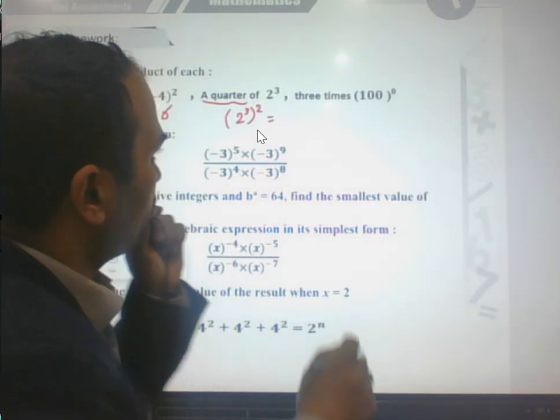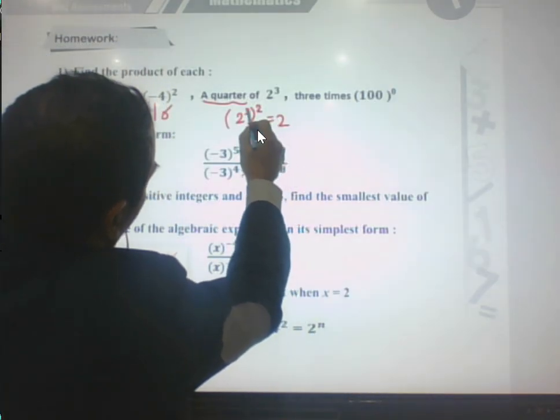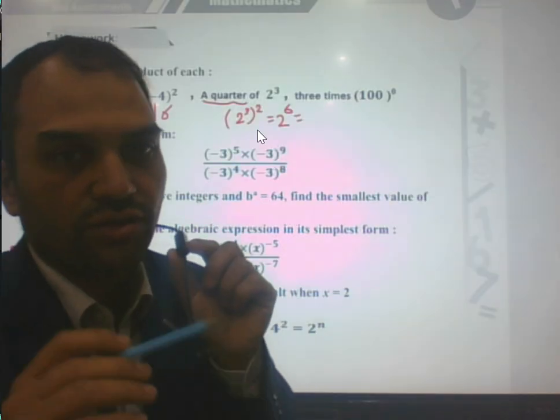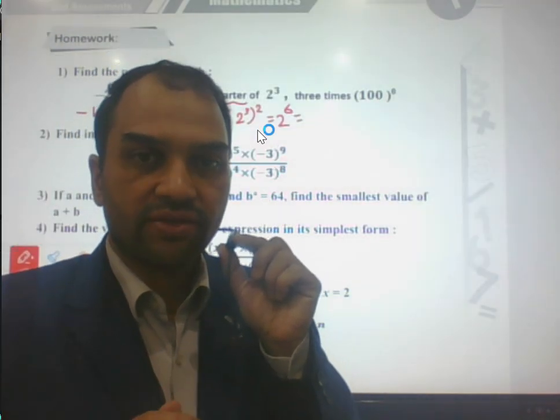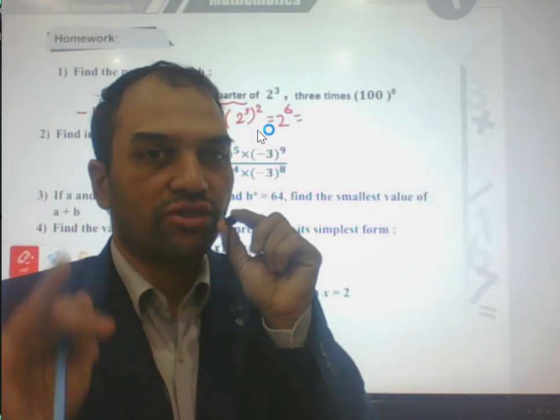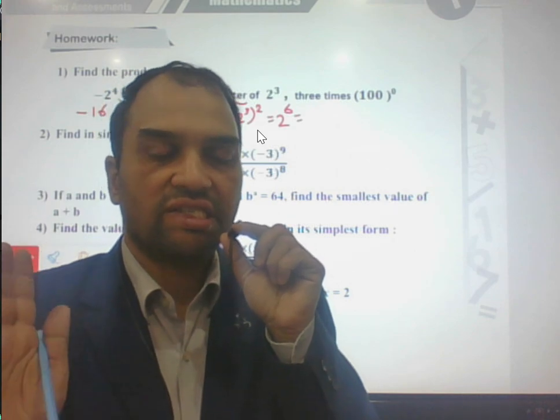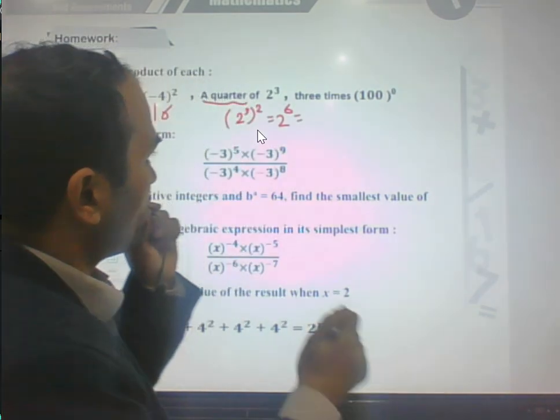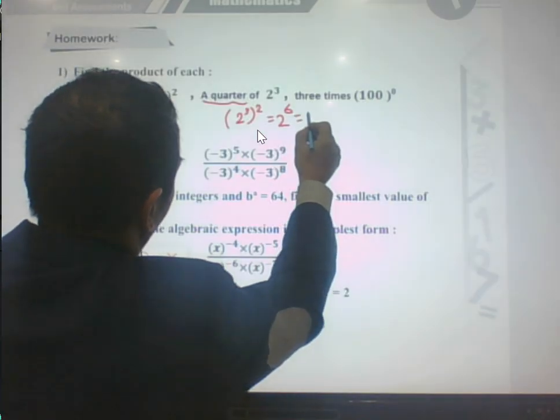Or you can write 2 here and multiply the powers, 3 times 2 equals 6. 2 power 6 is equivalent to 2 times itself 6 times. 2 times 2, 4. 4 times 2, 8. 8 times 2, 16. 16 times 2, 32. 32 times 2 equals 64. Then 2 power 6 equals 64. Okay.